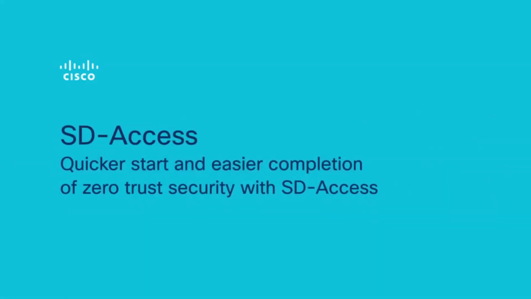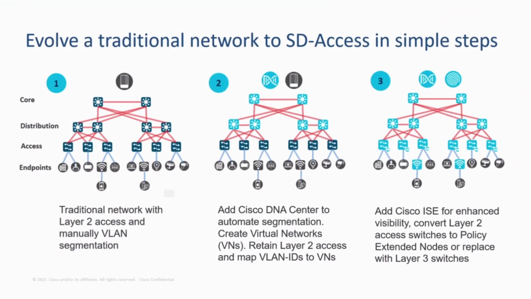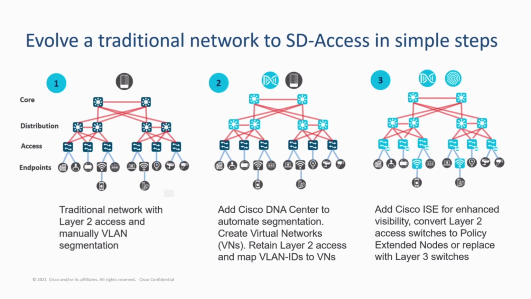This demo consists of two parts. In Part 1, we will show you how you can jumpstart your journey to SD access, starting with the network you currently have, and then take incremental steps to realize the full benefits. As shown in this diagram, we have a traditional network with older Layer 2 access switches, segmented with VLANs. In such networks, security suffers because of the manual processes.